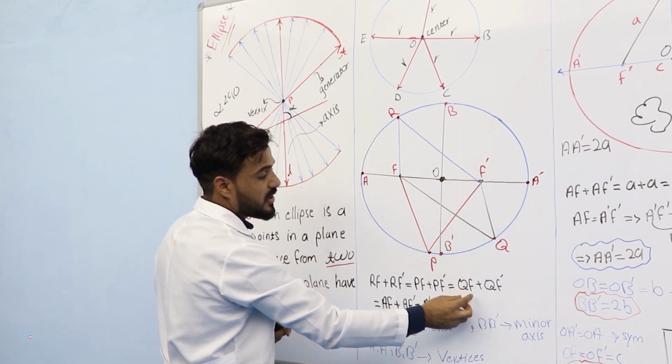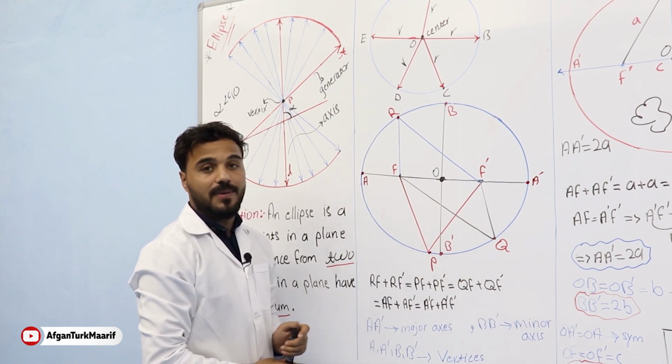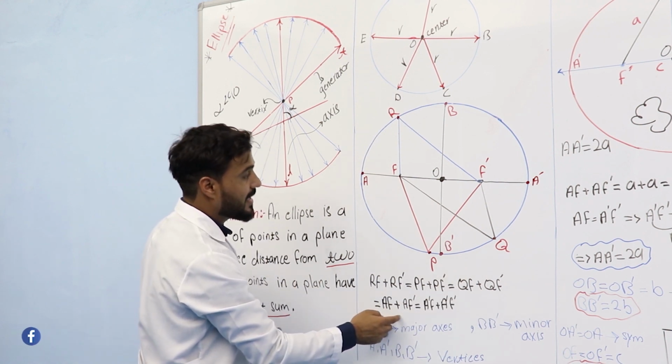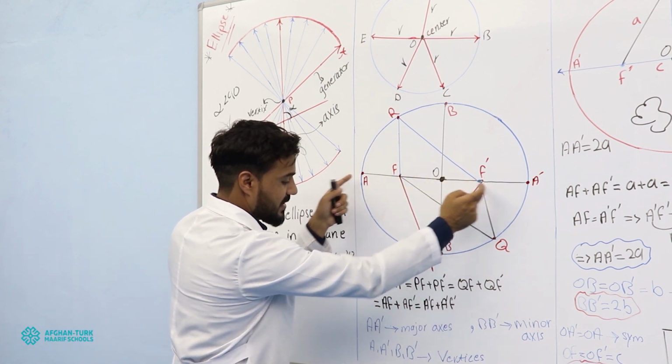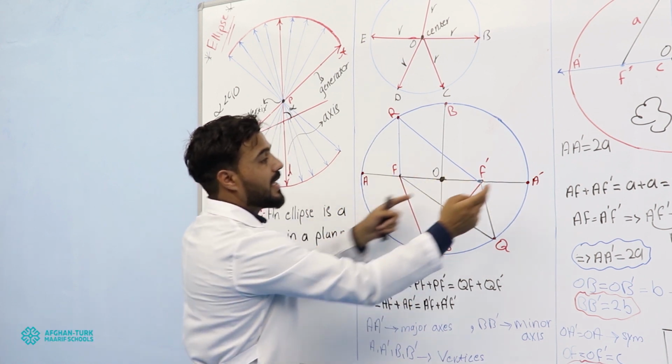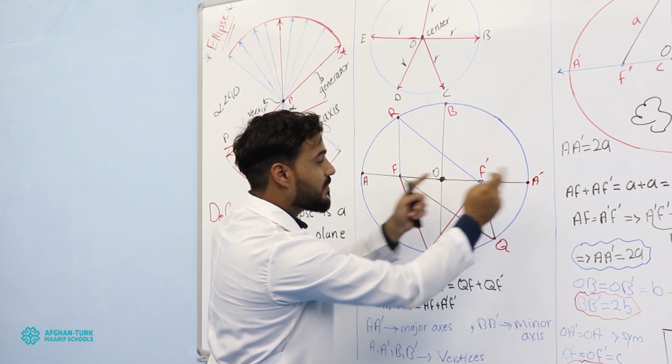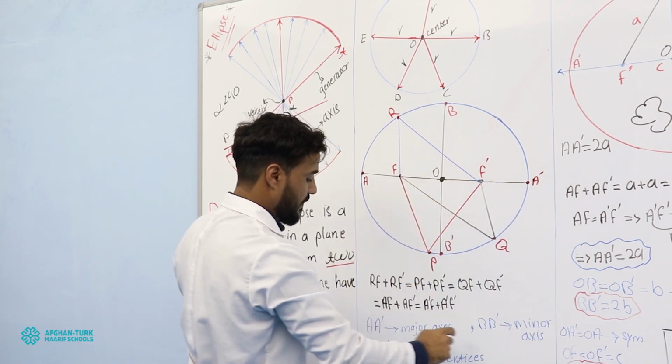And also must be equal with QF plus QF prime, which is equal with AF plus AF prime. AF is this distance and AF prime is this distance. And also this one is equal with A prime F plus A prime F prime.